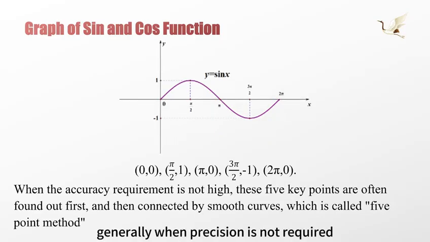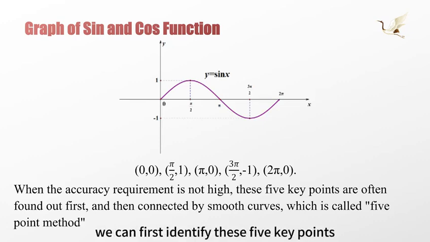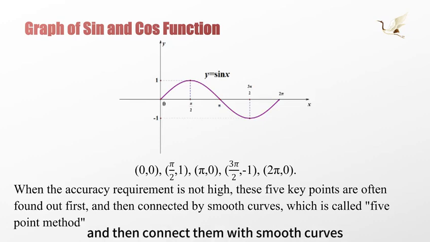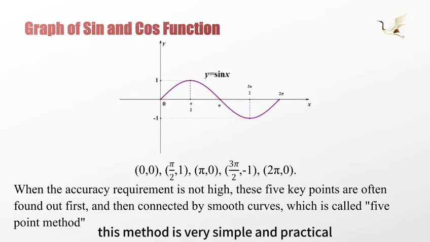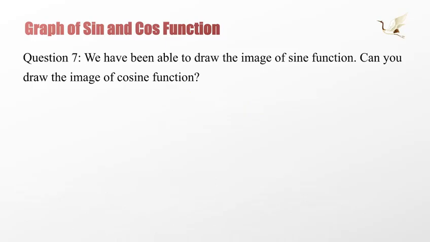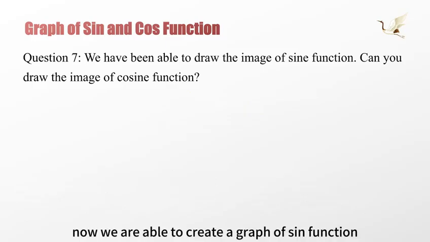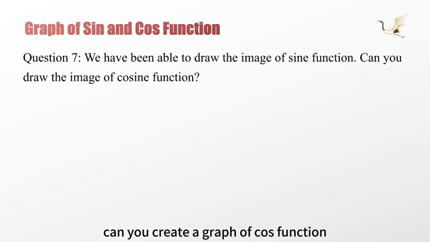Generally, when precision is not required, we can first identify these 5 key points and then connect them with smooth curves. This method is very simple and practical, and it is called the 5-point method. Now we are able to create a graph of the sine function. Can you create a graph of the cosine function?